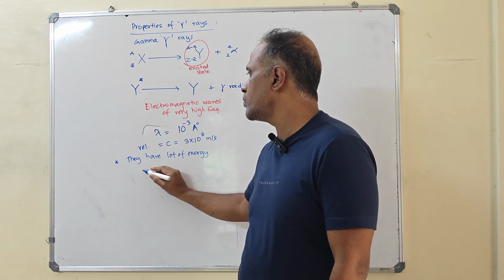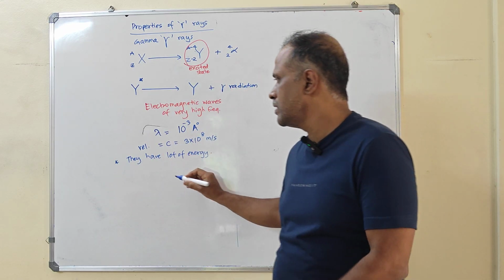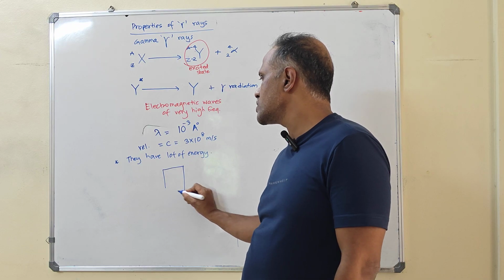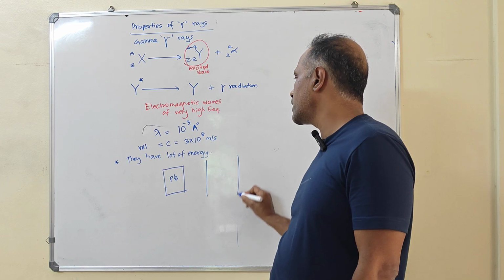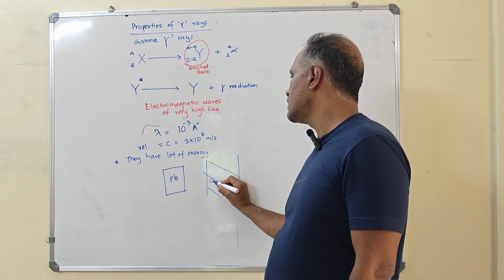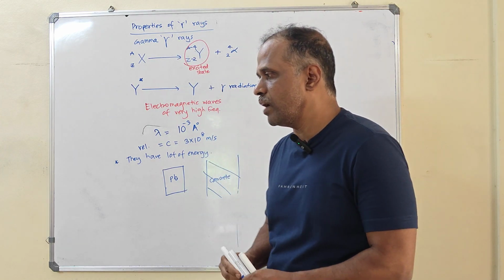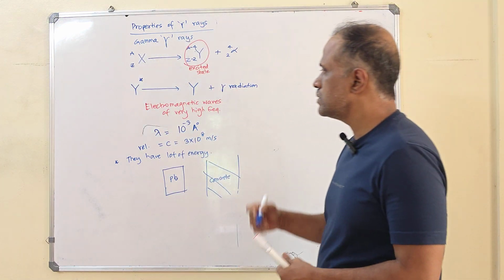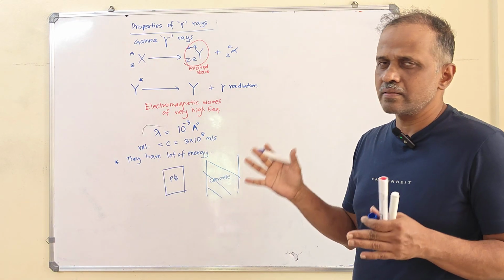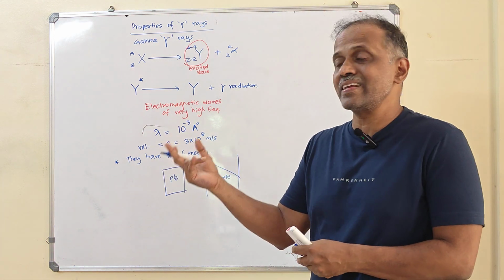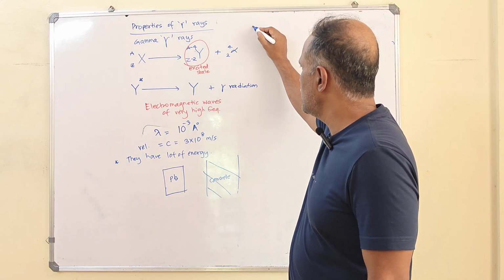They have a lot of energy, so they can penetrate an iron block very easily. So what is used to stop them? Either lead (Pb) or thick concrete is used to stop gamma rays. Now this is the penetrating power. Ionizing power is the least. They cannot ionize gas, but their penetrating power is very high.